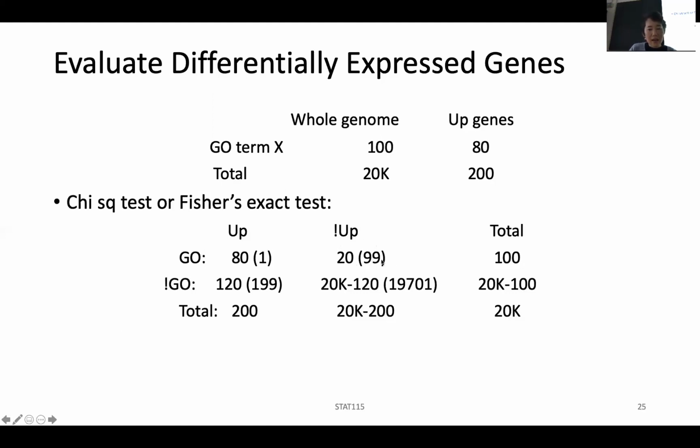So this 99 is calculated by 100 times all the remaining not upregulated genes divided by the total genes, that's 99. And this number, if we look at it, is all the genes without this gene ontology code that are upregulated. These two multiplied, divided by the 20K, that's 199. And so each of the numbers in the parentheses is what you expect to get by multiplying the total in the column and the total in that row and dividing by the total genes.